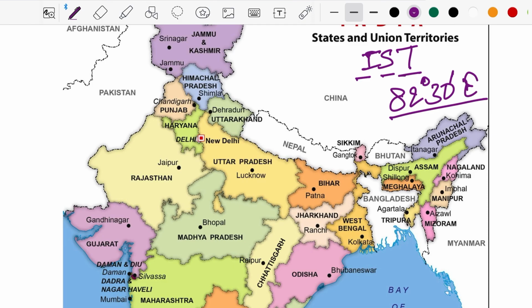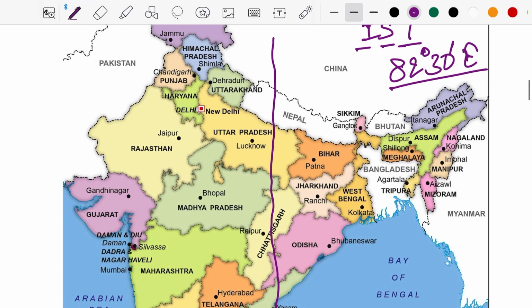What are the 5 states? So this is the Indian Standard Time. It is passing through Uttar Pradesh, Madhya Pradesh, Chhattisgarh, Odisha and Andhra Pradesh. These are the 5 states through which the IST, Indian Standard Time, is passing, that is 82 degree 30 minutes east.